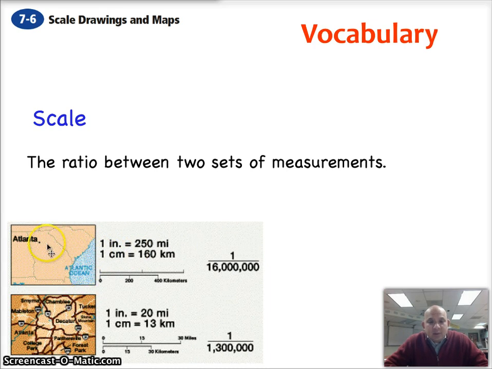Here we've zoomed in on the Atlanta area. So 1 inch now equals only 20 miles. So this is all of the Atlanta area. Now we look at the ratio over here, and that tells us that something that is 1 unit on this map is actually 16 million times bigger in real life. So the distance from Atlanta to the Atlantic Ocean, if we were to translate that into real life, is 16 million times bigger than that particular line segment that we would draw.